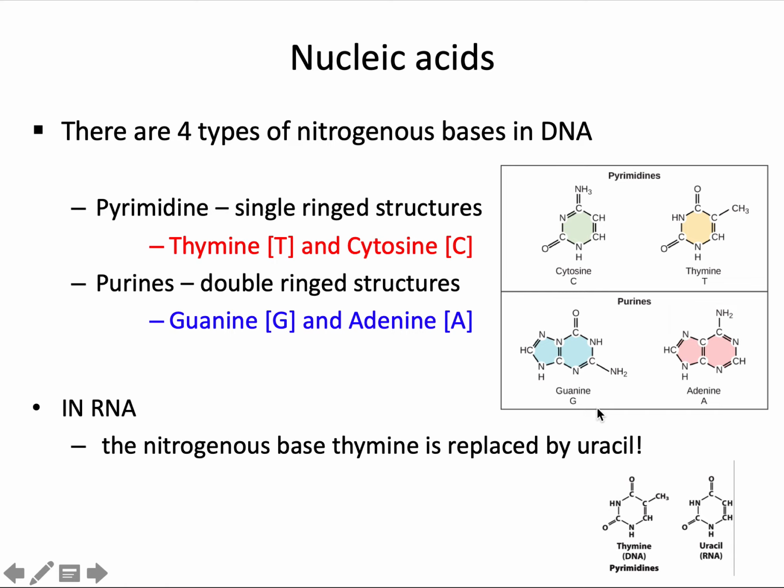The first group are called pyrimidines. They have only 1 ring of carbon. Then you have the purines, which have 2 rings. The pyrimidines are thymine and cytosine. The purines are guanine and adenine. It's the same in RNA, except that in RNA, thymine is replaced by uracil. So we say in RNA, U replaces T.